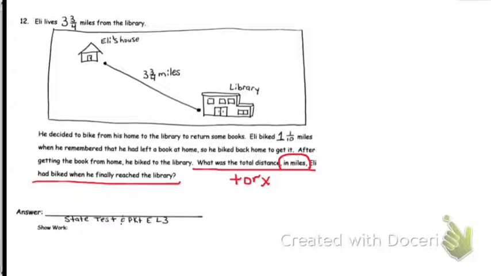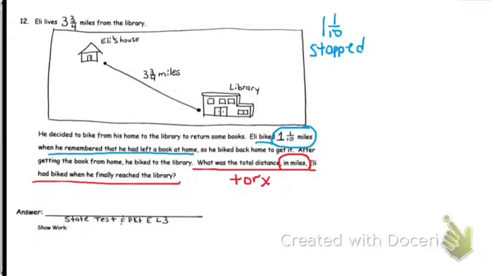And I know if I want the total distance, that makes sense because he didn't just go from his house to the library. He forgot something, went back, and then he went to the library. So let's go back into the question and see what I know. I know he decided to ride from home to the library to return the books, and I know that he biked 1 1/10 miles, and then he remembered that he left a book at home. So that's the first part, or as they say, the first leg of his journey. So I'll write down that amount, which is 1 1/10 miles, and then he stopped, because that's when he remembered he had a book at home.